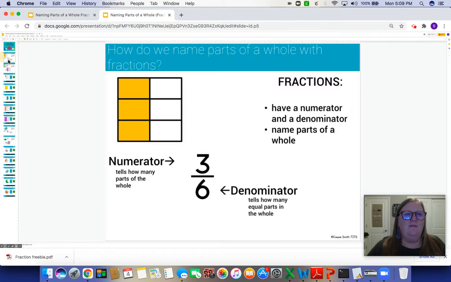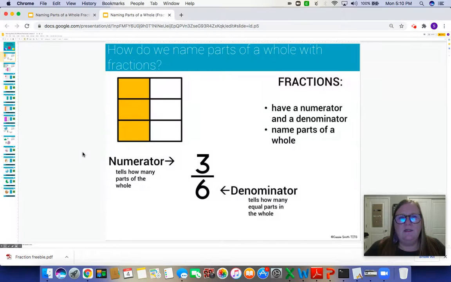If you look at the first slide, you will notice that it's going to give us some vocabulary words that are super important when it comes to fractions. On the right, you will see that under fractions, it says they have a numerator and a denominator, and those are big words. It also said that it names parts of a whole. So the numerator is the top number in a fraction, and it tells how many parts of the whole are shaded or colored in. And the denominator tells how many equal parts are in the whole shape.